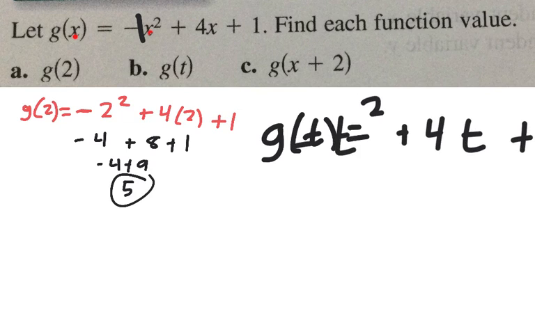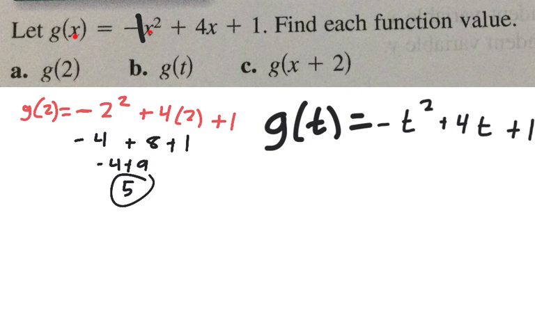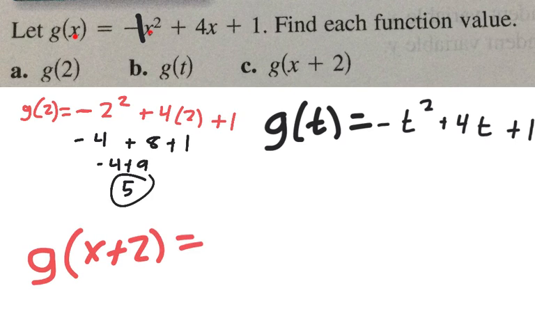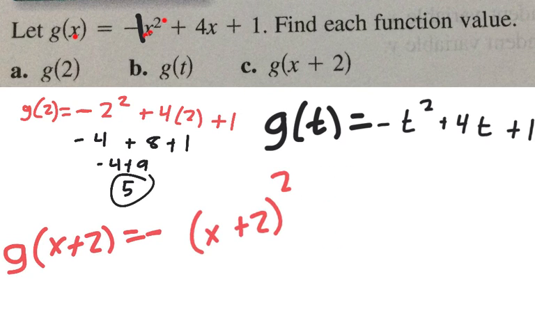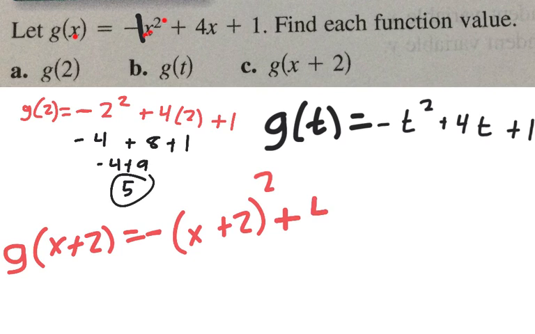All right, and then C part. Now I'm going to take the function g, and everywhere there used to be an x, I'm now going to substitute in x plus 2. So again, I have this negative that's already out here. Now I'm supposed to do x squared, so that's going to become x plus 2 squared. And then I have plus 4 times x, which I'm now going to substitute in x plus 2, plus 1.